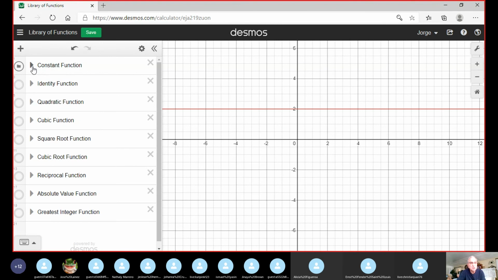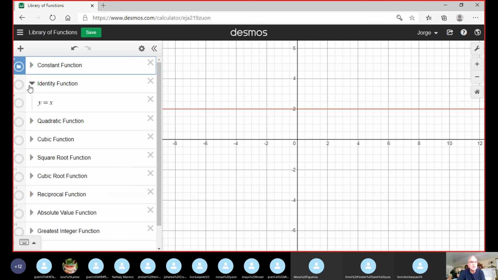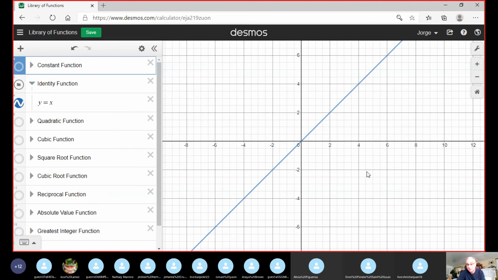Okay, the second one that we study is easy. It is the identity. Look, identity is a line. It is y equals x. Let me show you. It's a line, but this is the elementary line, no transformation, because the slope is 1 and the y-intercept is (0,0). It is called identity because x is equal to y.